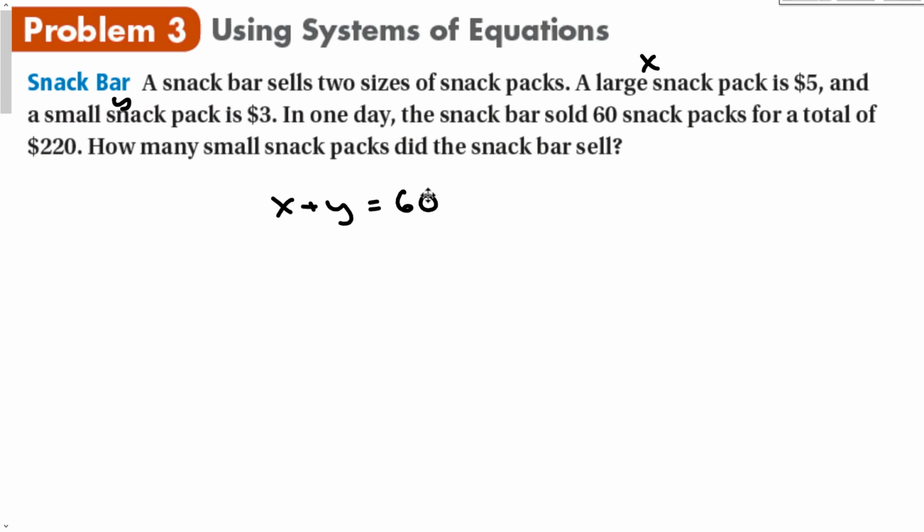Now let's deal with the money. Large snack pack is $5 plus small snack pack is $3, which gives me $220. Okay. So now for this problem, I see x is by itself, y is by itself. Okay. So let's solve this equation for one of them. Well, let's solve for x.